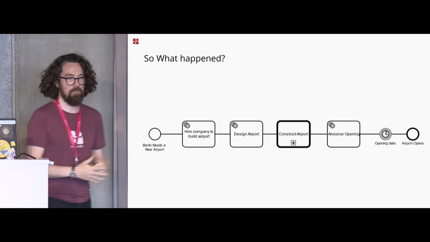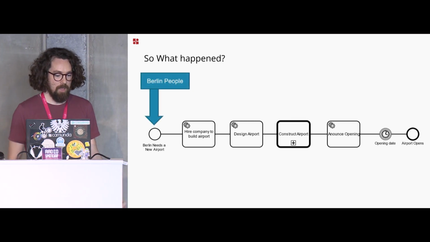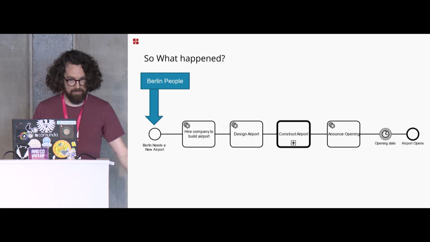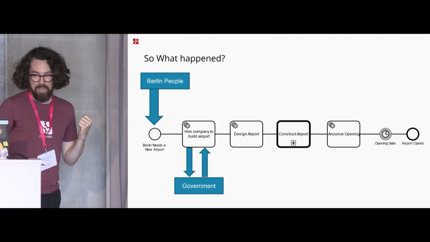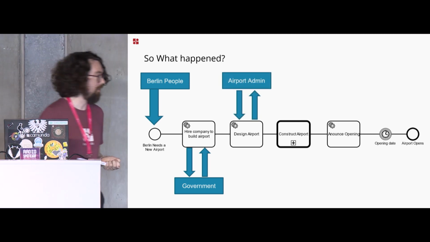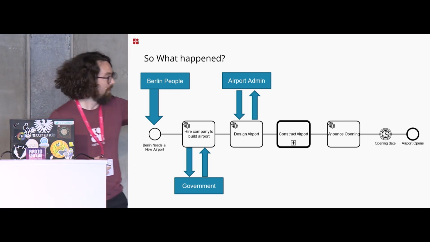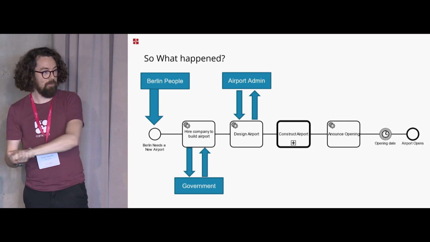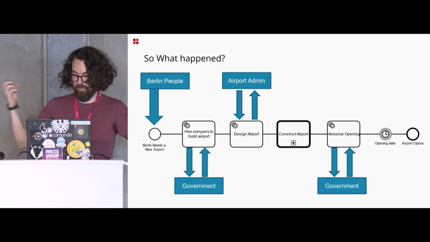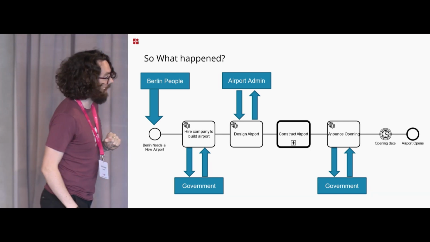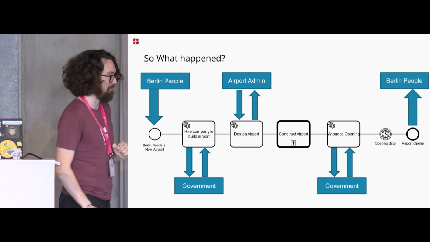Pretty simple to predict. Before they started, they thought, how are we going to build this airport? It was really simple. People of Berlin needed a new airport. Then the government decided to hire a company to build the airport. Very soon after that, that company decided to design the airport. We then had the sub-process there. We constructed the airport, of course. The airport was then announced as open. We then waited until that time, and when it was over, Berlin had an airport. Fantastic. That seems to work great.